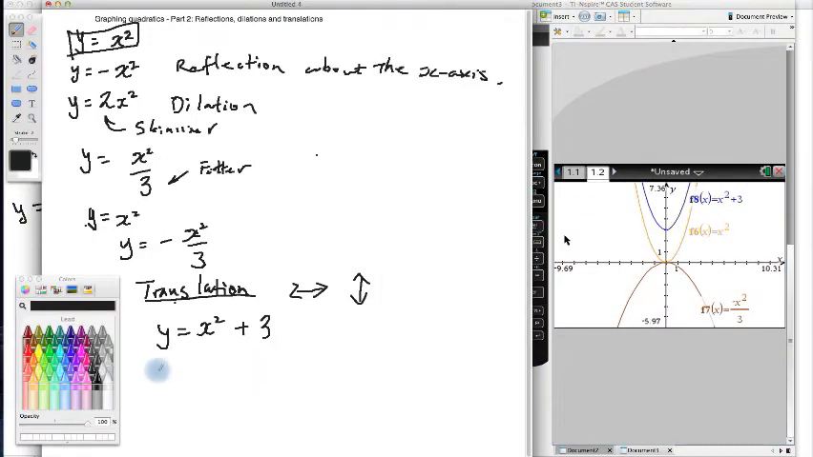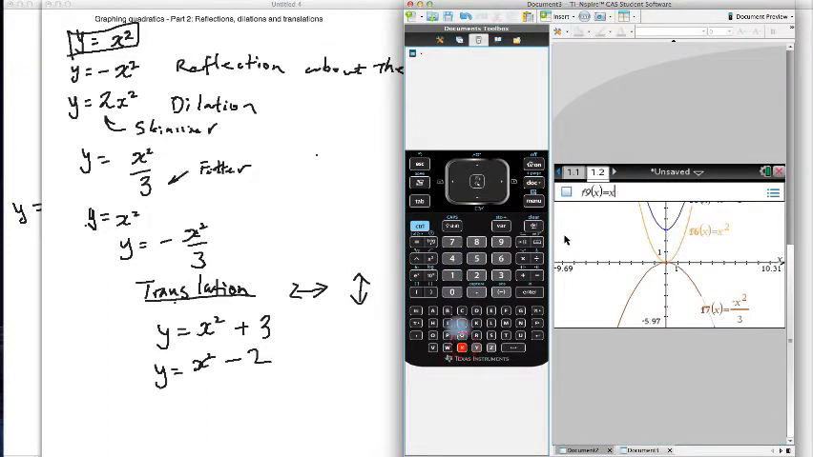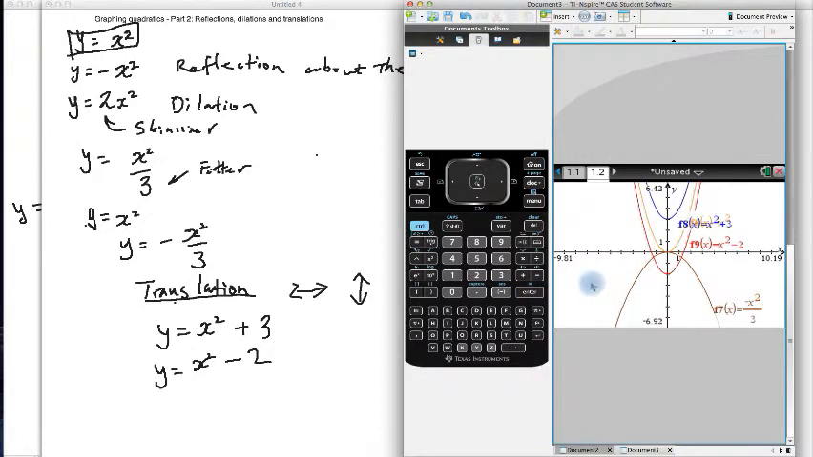And if we wanted to, we could do x squared minus 2. Let's try that. And what do you think is going to happen? That's right, it's just shifted down, so shifted down 2 units. So there's our up and down, pretty easy.